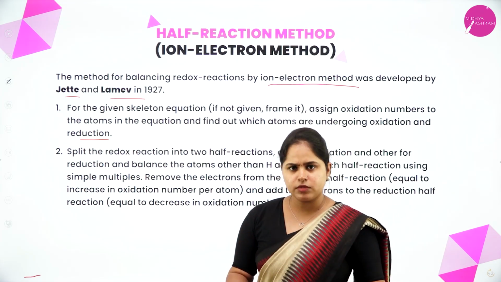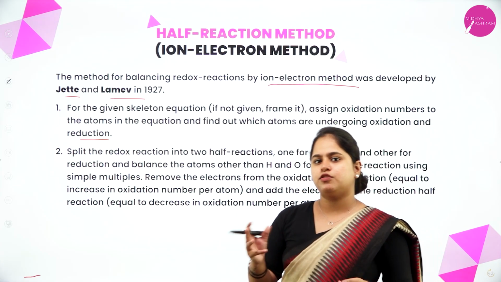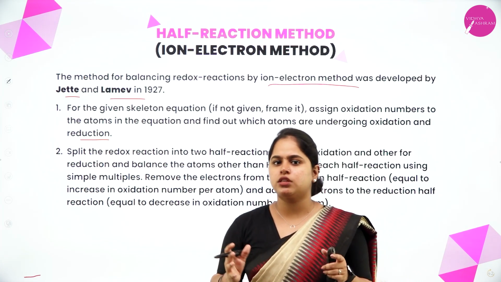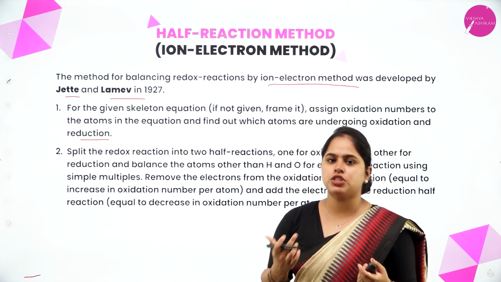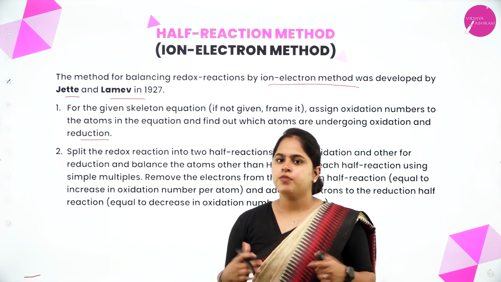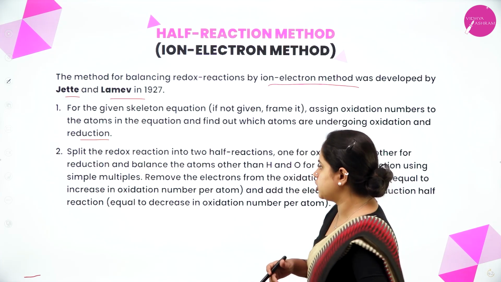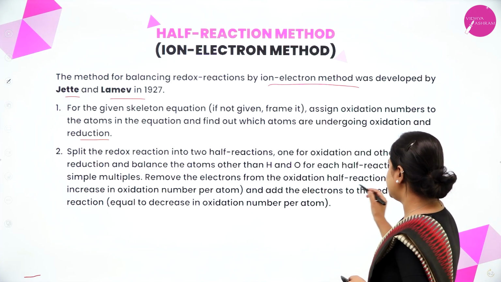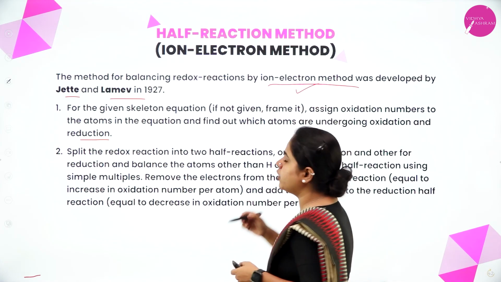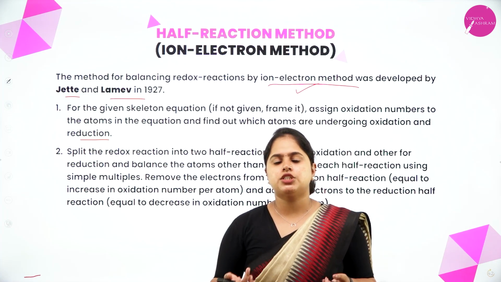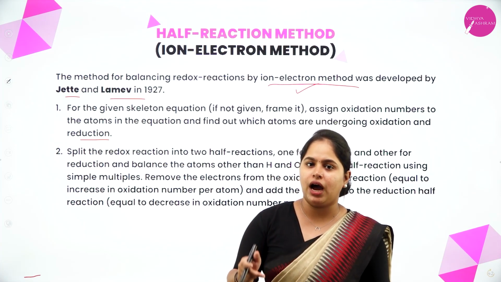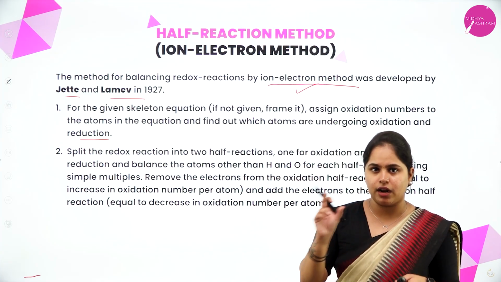Okay. The next step is also quite similar. We have to balance the atoms other than oxygen and hydrogen by using suitable multiples, right? We use suitable integers to multiply so that the number of atoms will be equal in both the oxidation half reaction and the reduction half reaction. Now, remove the electrons from the oxidation half reaction and add the electrons to the reduction half reaction. As the name suggests, it is the ion electron method, right? In the oxidation reaction, what is happening? There will be loss of electrons, and in reduction, there will be gain of electrons. So we have to add and subtract those numbers of electrons in the reactions.